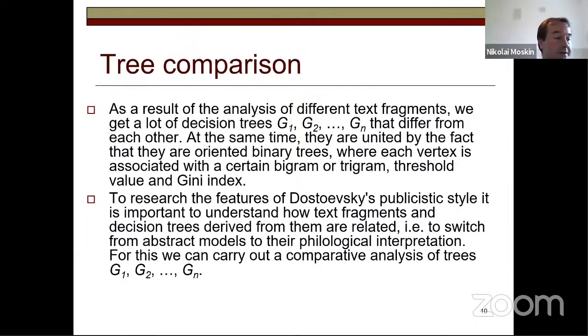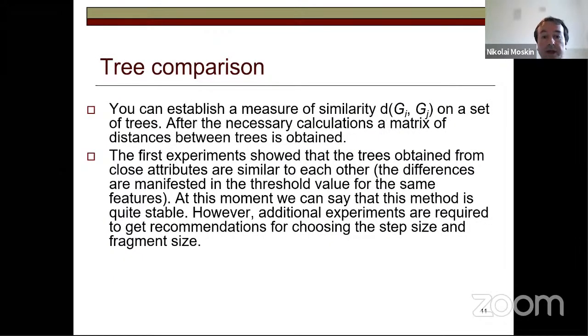It is important for philologists' interpretation. For this, we can carry out a comparative analysis of these trees. You can establish a measure of similarity D on a set of trees. In my previous report, I showed some measures to do this. After the necessary calculations, a matrix of distances between trees is obtained.